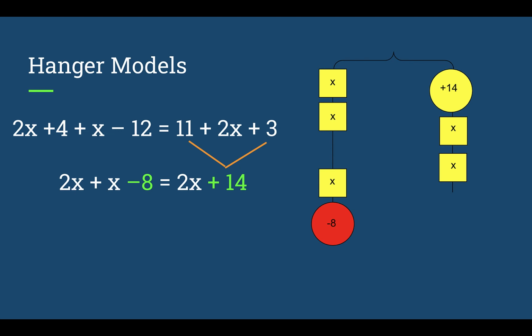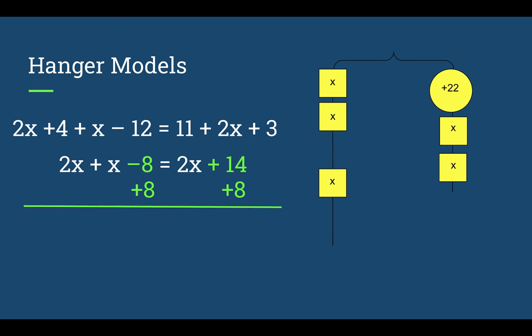I just combined my constants on one side and combined my constants on the other, and now I'm only left with one of them on the left and one on the right. To get rid of that negative 8, I'm going to add the opposite, so positive 8, and then whatever I do to one side, do to the other, and I end up with positive 22.